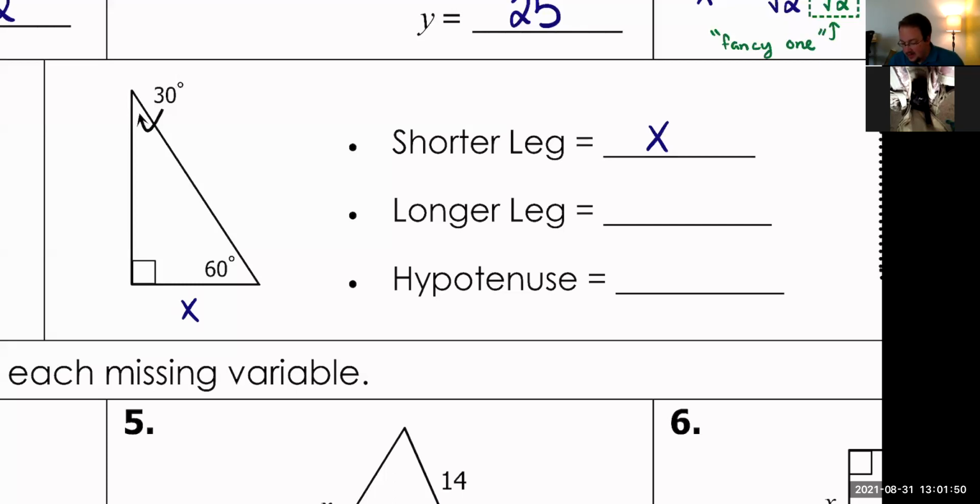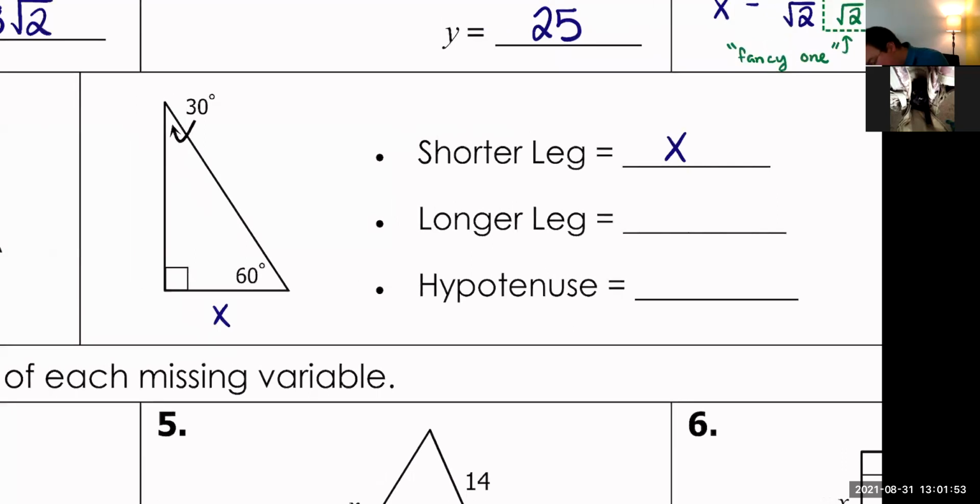To find the longer leg, you're going to take the shorter leg, which is X, and multiply it by the square root of 3. That one's going to cause a little bit of fuss, but we'll work that one out. The hypotenuse, that one's not too bad. You're going to take 2 times the shorter leg. So the good news is, if you know the shorter leg, you can drop it in for all the X's and you'll find all the other sides. The bad news is, if you don't know the shorter leg, that's going to be the piece you want to find first.